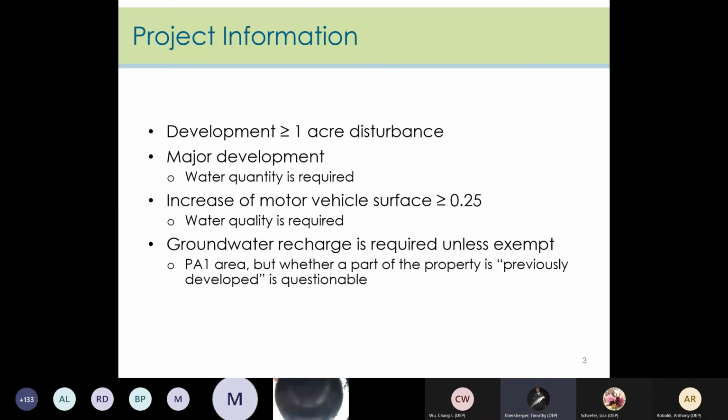So here are the details of the first project. The proposed development disturbed more than 1 acre and increased the area of motor vehicle impervious surface by more than 1/4 acre, and therefore requires water quantity treatment, water quality treatment, and groundwater recharge. However, the township exempted the project from the groundwater recharge requirement because the township thought that all major development projects in planning area 1 are exempt from the groundwater recharge requirement. So is the township correct?